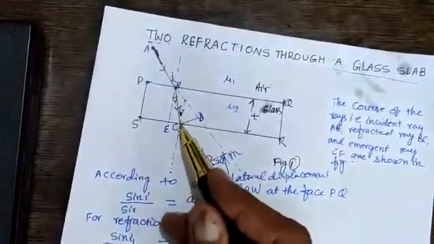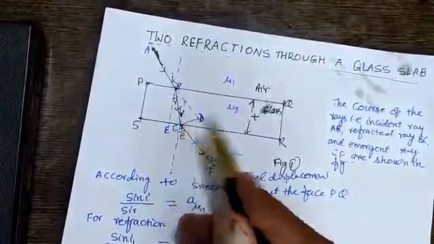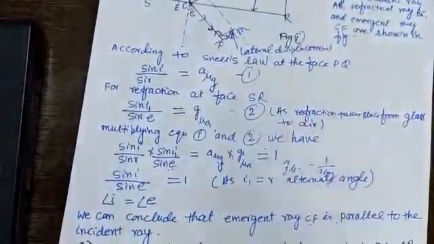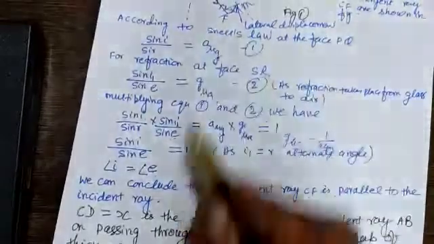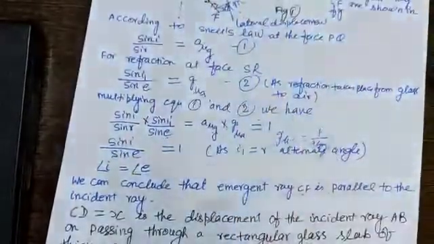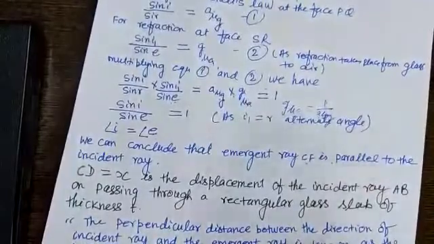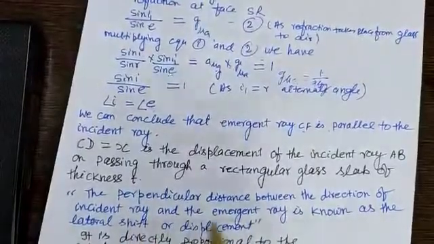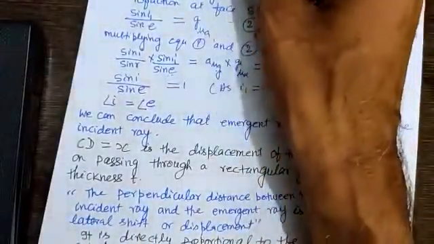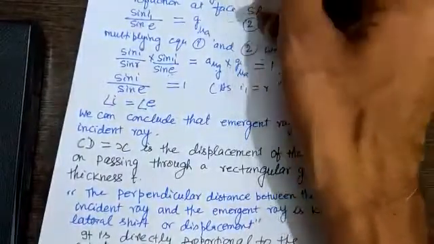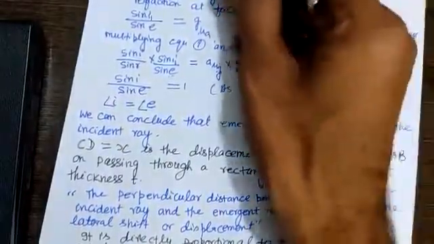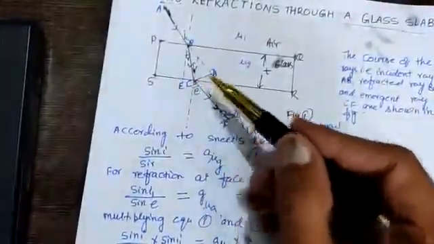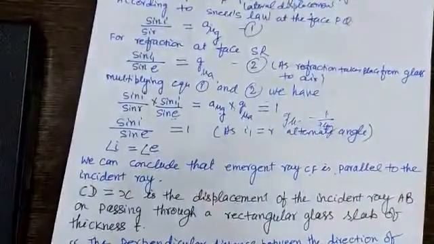This shift, the displacement CD, is the perpendicular distance between the direction of the incident ray and the emergent ray. The direction of the incident ray is AM, and the refracted ray is BC. This perpendicular distance CD is known as lateral displacement or lateral shift, and it depends upon three factors.